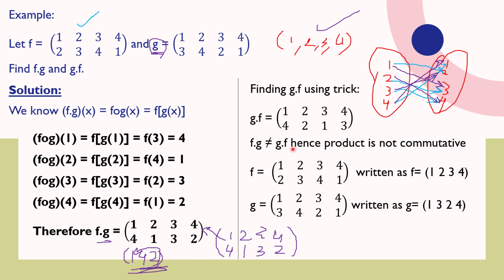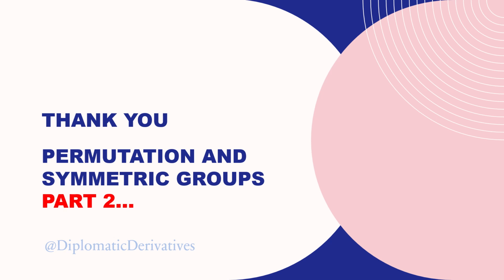Similarly, you can do this for g dot f as well. This is written for the main permutations. All right. So I hope everything is clear. I hope the concept of permutations, the equality, identity, and the product of permutations is made clear.